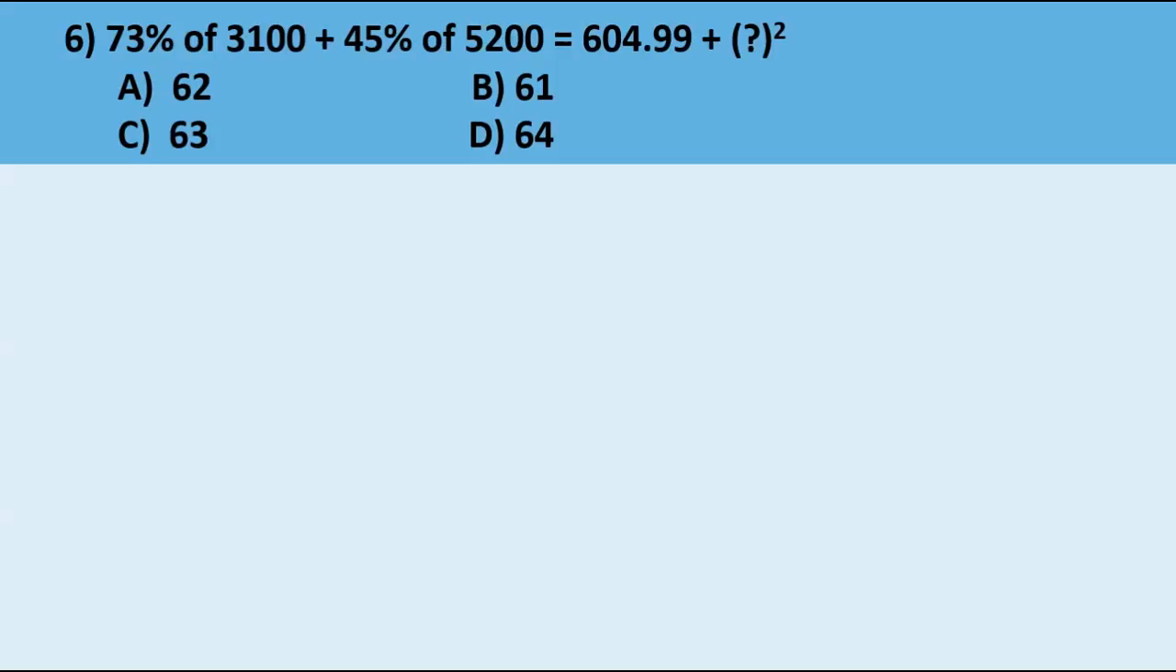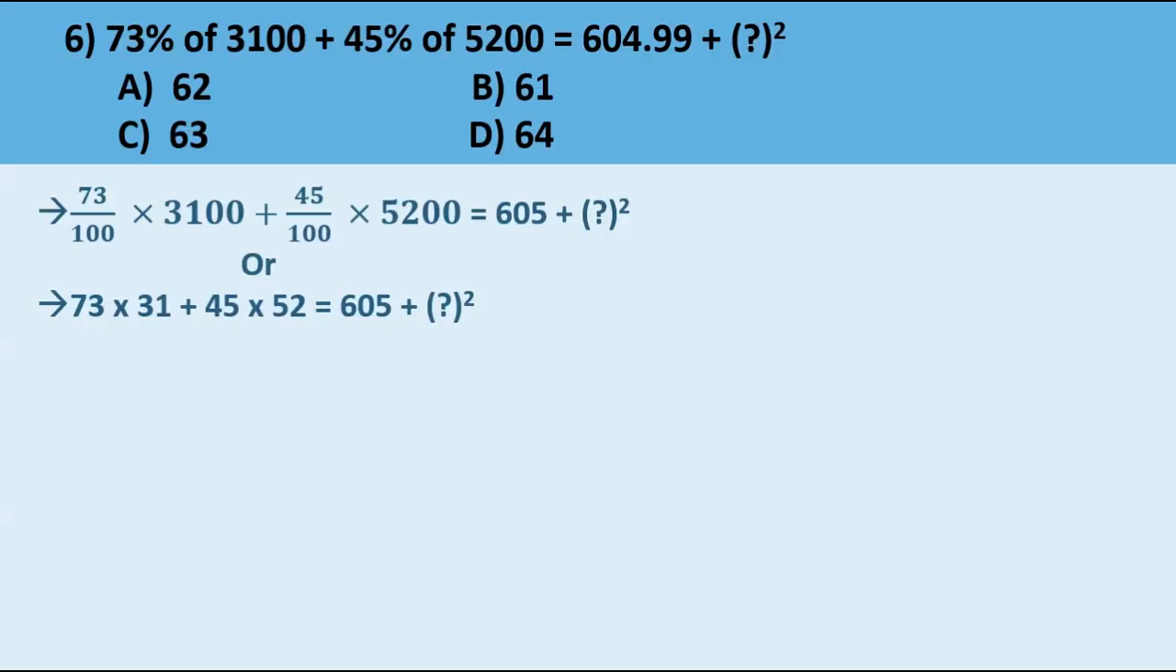In this problem, we have 73% of 3100 plus 45% of 5200 is equal to 604.99 plus question mark squared. And the options are 62, 61, 63 and 64. So let's get started. Our first step is to rewrite the expression by carrying out the approximations. We get 73 divided by 100 into 3100 plus 45 by 100 into 5200 is equal to 605 plus question mark squared.